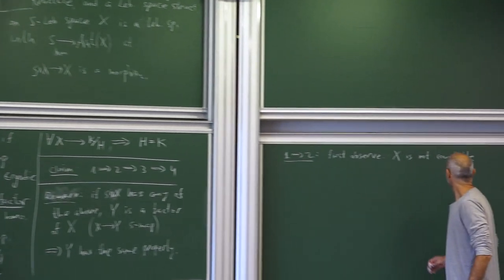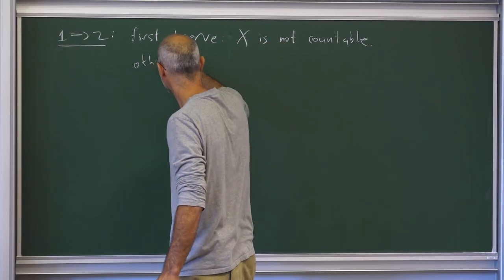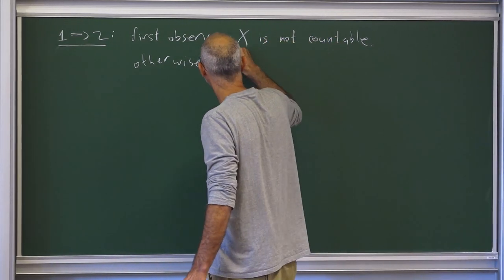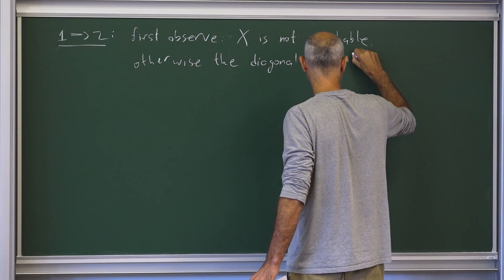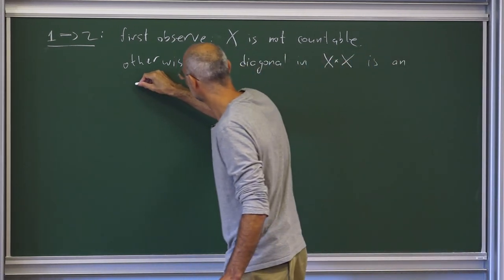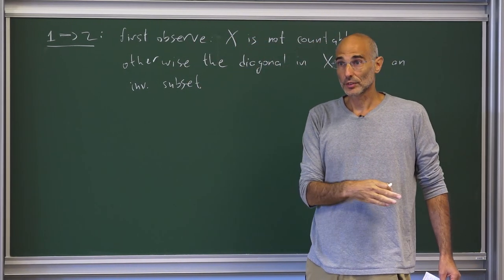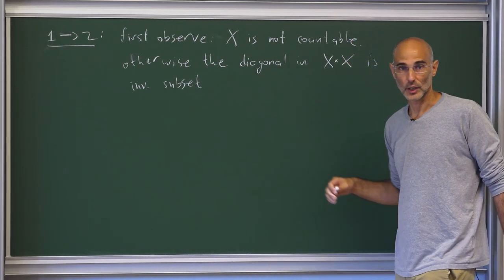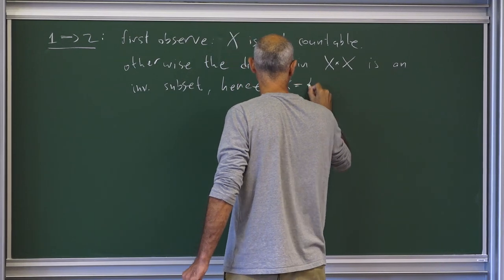Thank you. So first I want to observe that X cannot be countable. Otherwise, if it was countable, the measure would be atomic. Otherwise, the diagonal in X times X is an invariant subset where if X is not a single point, it is not everything and not null. Now, the measure is atomic, so everything is seen by the measure. If X is countable, invariant subset. Hence, X is a singleton.